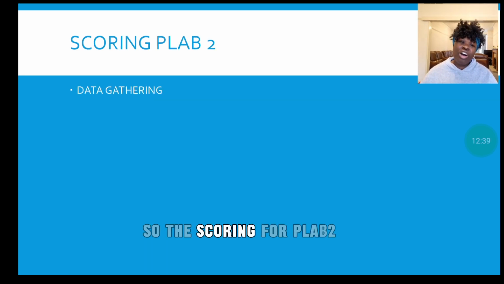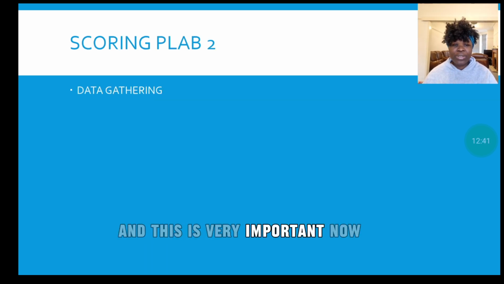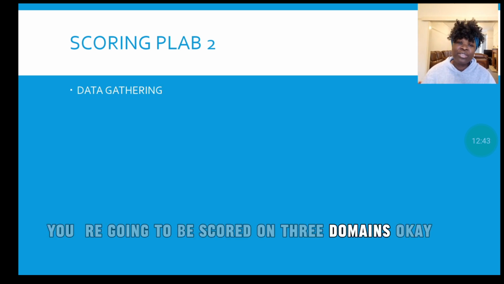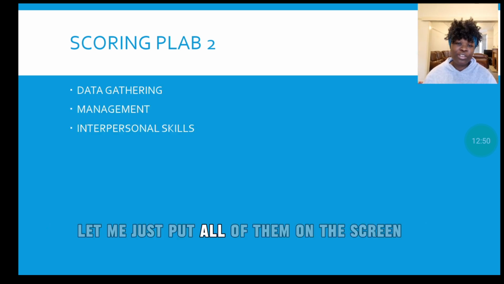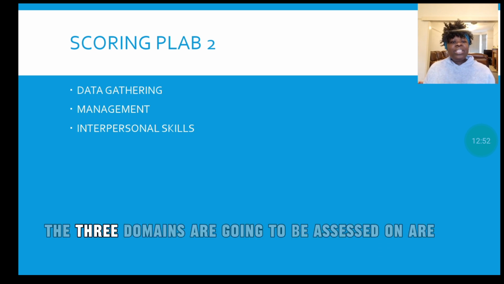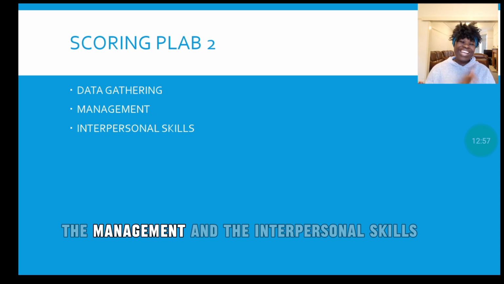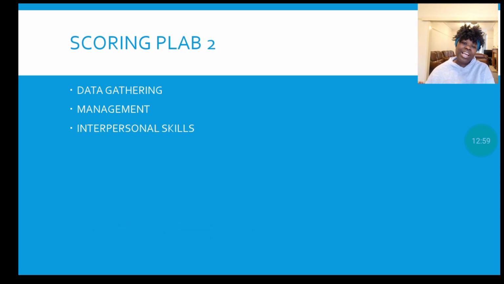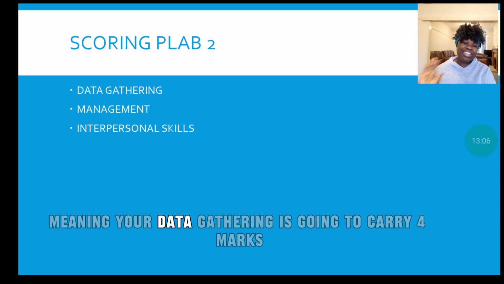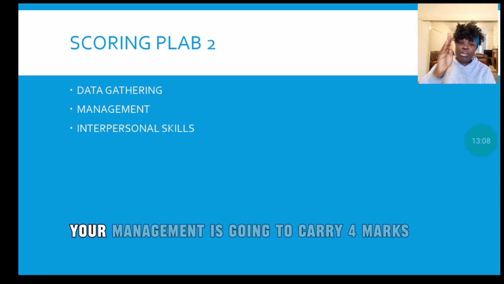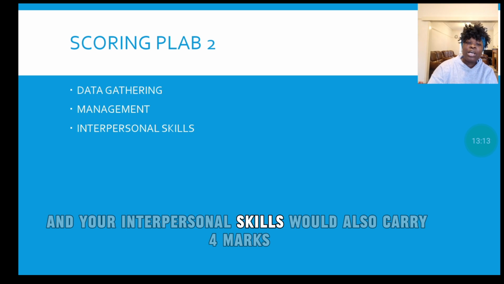So the scoring for PLAB 2, and this is very important. Now you're going to be scored on three domains, okay? And I'm just going to put all of them on the screen. The three domains you're going to be assessed on are data gathering, management, and interpersonal skills. And guess what? Every domain has the same marks, meaning your data gathering is going to carry four marks, your management is going to carry four marks, and your interpersonal skills would also carry four marks.